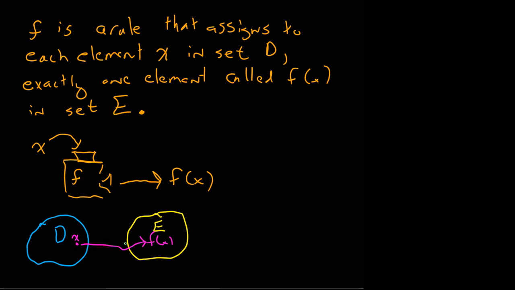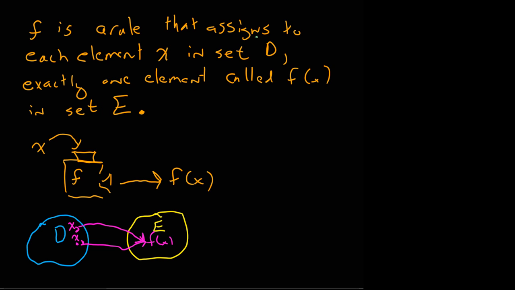Now there can only be one line leaving each x, so I'll call this x sub 1. But functions can end up at the same value. So for x1, the rule can generate a value f of x. x2 could generate the exact same value, but x2 only ends up at one value. x1 only ends up at one value, and that's the exactly one element part of defining a function.